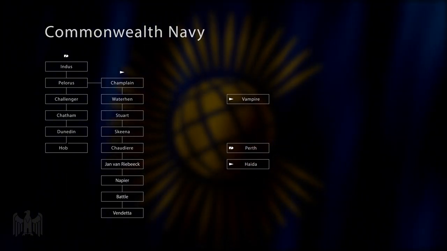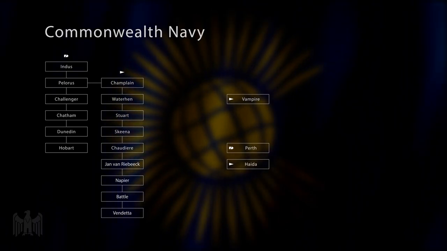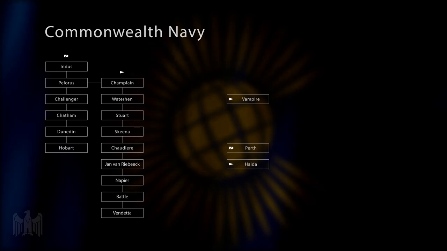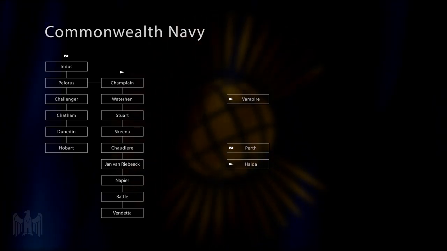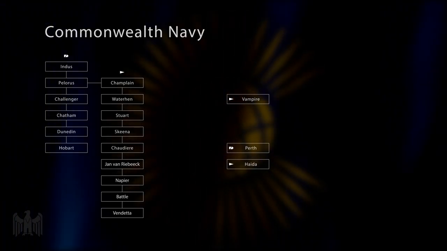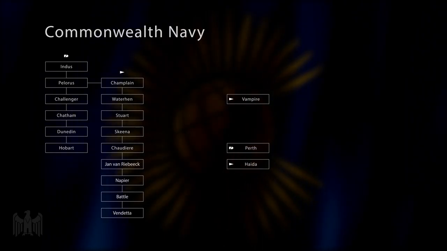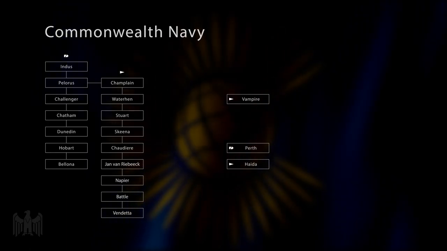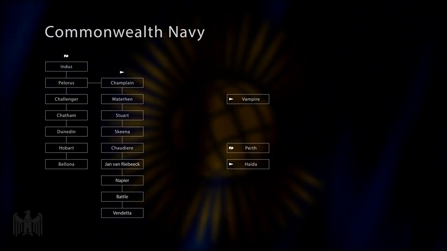Tier 6, Hobart. Hobart was a modified Leander class light cruiser, many of which saw service with the Royal Australian Navy. The normal Leander class also saw service with New Zealand and India, albeit with different modifications. Tier 7, Bologna. Bologna class cruisers saw service with New Zealand and Pakistan.